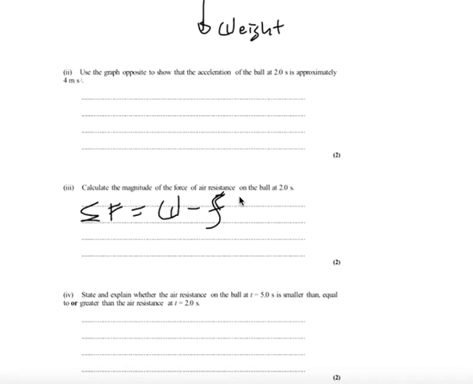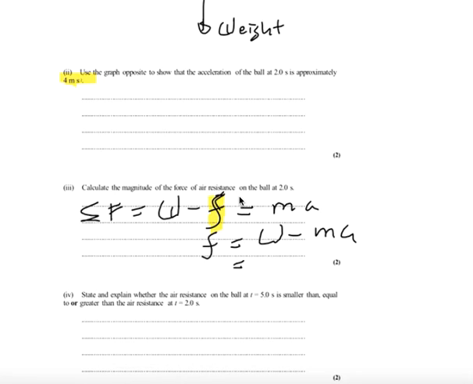At the same time, we also know that the sum of all the forces from Newton's second law is always ma, mass times acceleration. And we know what that acceleration is. We calculated it in the last problem. It's 4 meters per second squared. So actually, I know everything in this equation except for the force of the air resistance. That means that the force of the air resistance is going to be equal to the weight minus ma.